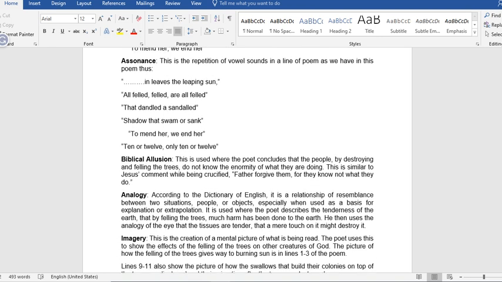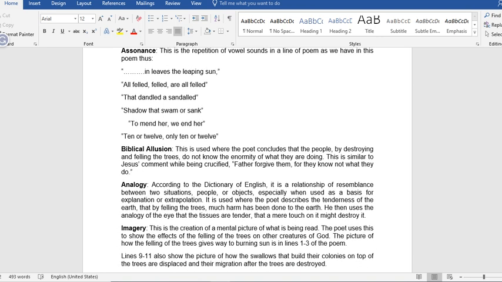We also have the use of assonance. This is the repetition of vowel sound in a line of poem, as we have in this poem. In "leaves, the leaping sound", we have repetition of the e sound. "All felled, are all felled", we have repetition of sound there. "That dandled a sandalled shadow that swam or sank", "to mend her, we end her", "ten or twelve, only ten or twelve".